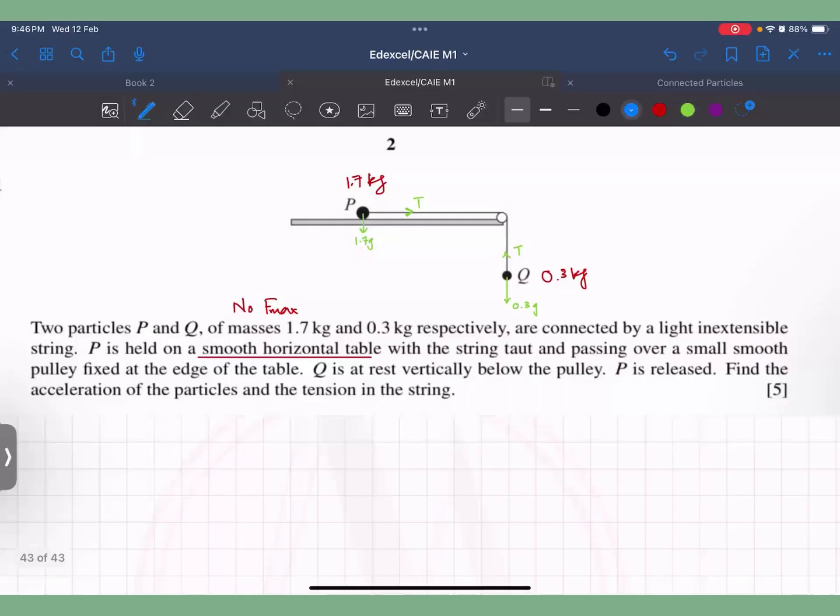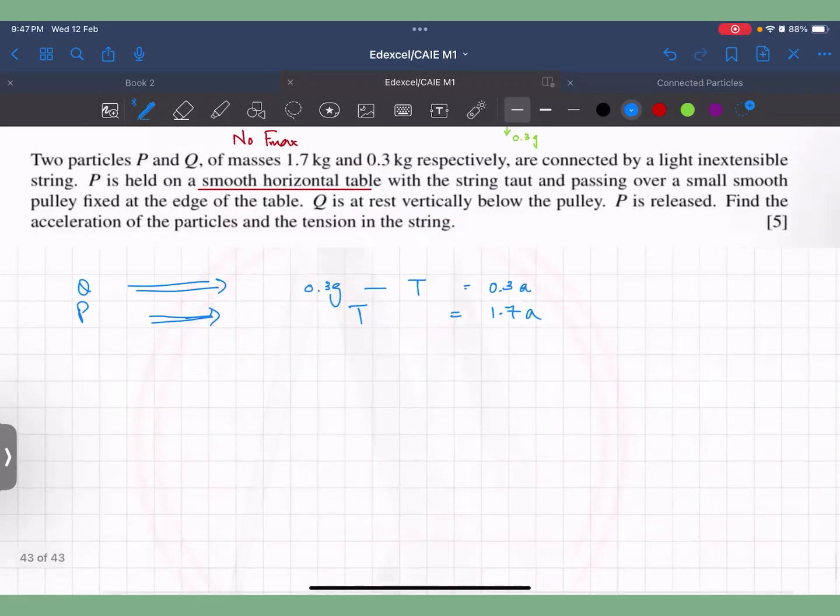If we make the equations for Q and for P, for Q, the assumption is that Q would go down. So the weight of Q, 0.3 G, minus the tension T, equals 0.3 A, since F equals MA. Then for P, there's only one force pulling it to the right, which is T, equals 1.7 A. Now solve both simultaneously. When you add both equations, the T terms cancel out. So you get 3 equals 2A, and your acceleration comes out to be 3 upon 2 meters per second squared.